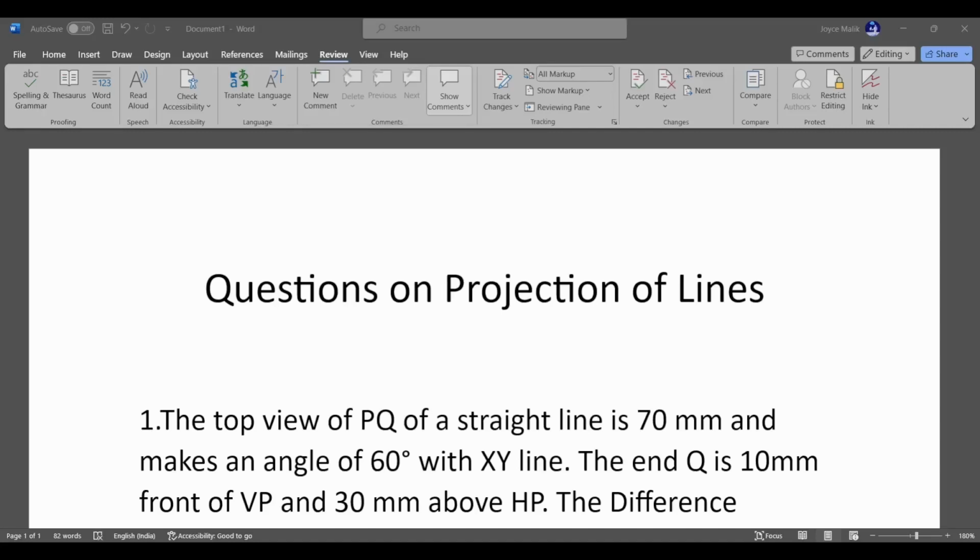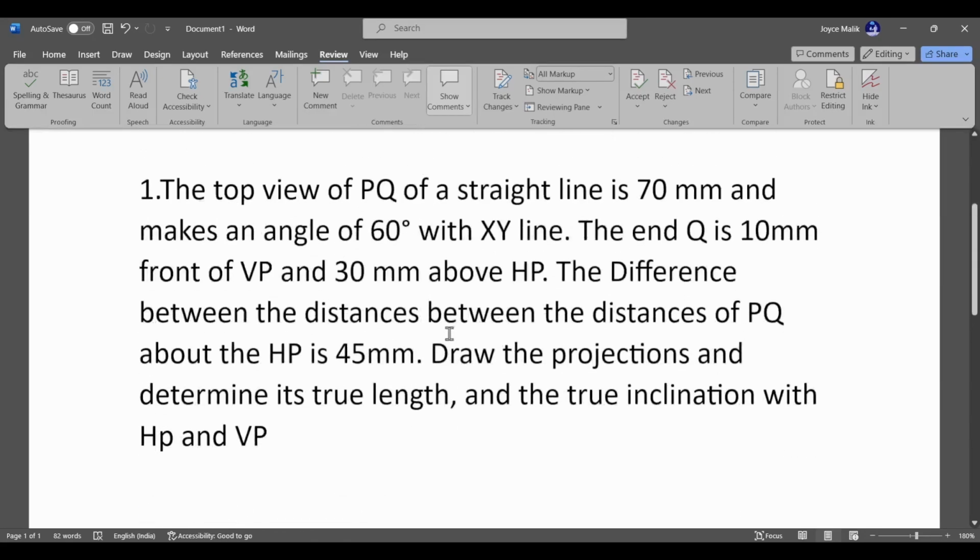Hello everyone. Today we'll be solving questions on CAD, questions on projections of line specifically. So let us go ahead with it without wasting any more time.